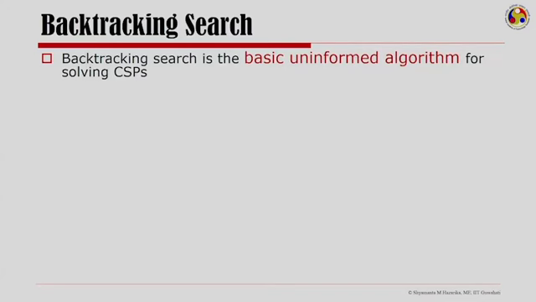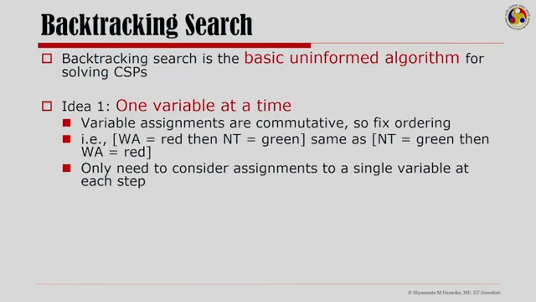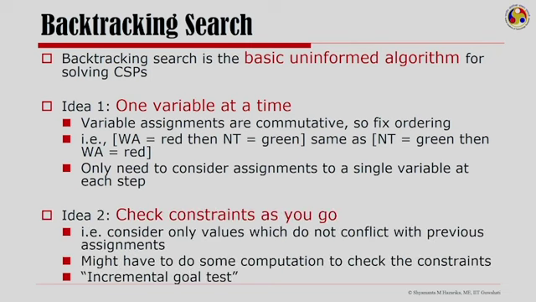Backtracking search is the basic uninformed algorithm for solving constraint satisfaction problems. We look at one variable at a time. So, variable assignments are commutative, no fixed ordering is there, and we only need to consider assignments to a single variable at each step. The second idea is to check for constraints as we go about. That is, we consider only values which do not conflict with the previous assignment. For that, we might have to do some computation to check the constraints, but then we get one step at a time towards the goal.